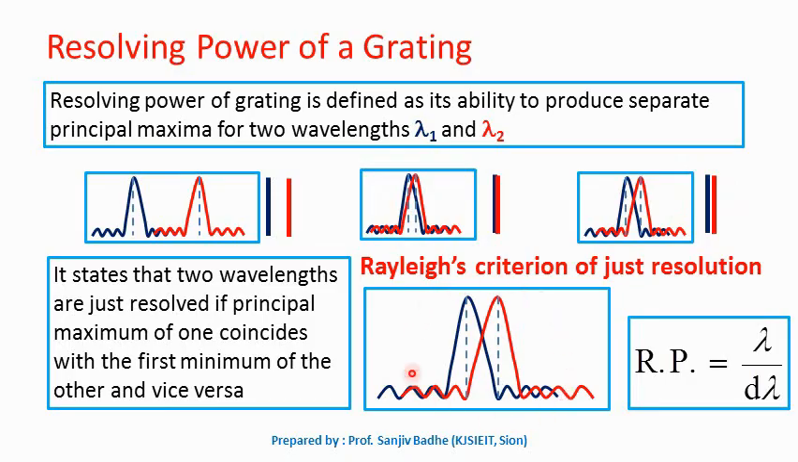So this is the bigger view of Rayleigh's criterion of just resolution. You can see the principal maximum of one wavelength coincides with the first minimum of the principal maximum of the other wavelength. If two wavelengths are just resolved by the optical device, then the resolving power of that device is given by the ratio of the smaller wavelength to the difference between the two wavelengths. So we will use this relation for resolving power, which is equal to lambda upon d lambda, to get the relation for resolving power of a grating in terms of parameters of the grating.